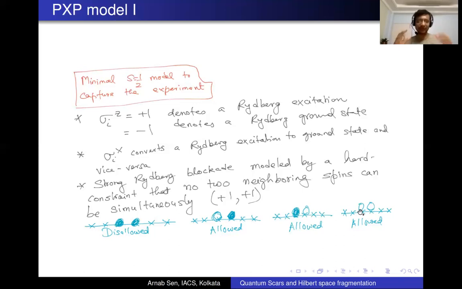So this is what is called a constrained Hilbert space, because there's this hard constraint in your definition of what the allowed states are in your Hilbert space. And this is simply done to mimic this thing in the experiment, to mimic this idea of strong Hilbert space blockade. So there is some energy cost in your system, a very high energy cost. You just push that scale to infinity. That's what I have done. I hope this point is clear.